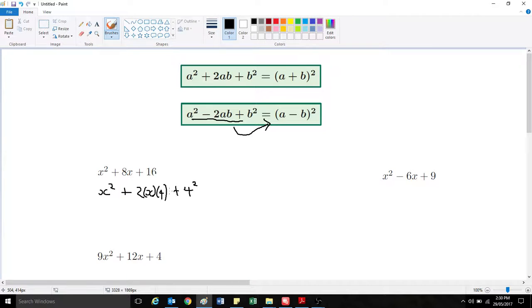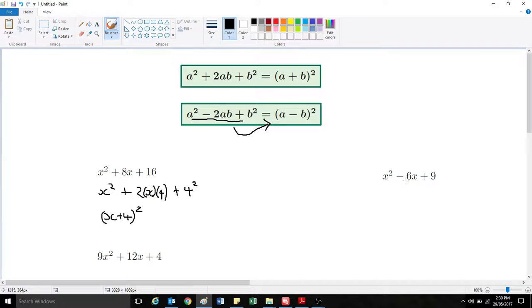Right, so once we've written it out like this, we can recognise that it is a squared plus 2ab plus b squared. So we can just write it like this, (x + 4) squared. And that's what we're doing.